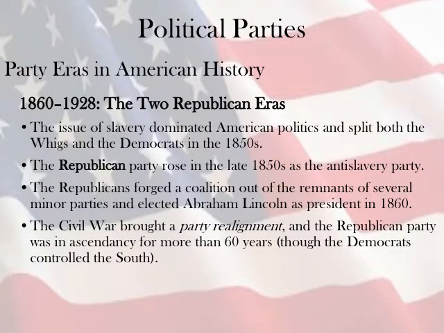And in 1860 to 1928, the two Republican eras. The issue of slavery dominated American politics and split both the Whigs and the Democrats in the 1850s. The Republican Party rose in the late 1850s as the anti-slavery party. The Republicans forged a coalition out of remnants of several minor parties and elected Abraham Lincoln as president in 1860. The Civil War brought a party realignment, and the Republican Party was in ascendancy for more than 60 years, though the Democrats controlled the South.